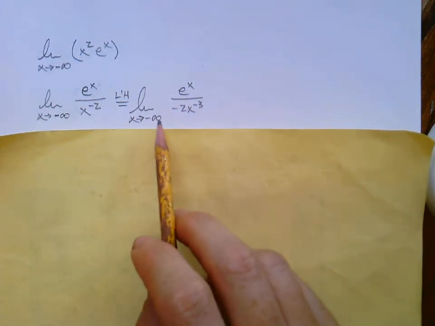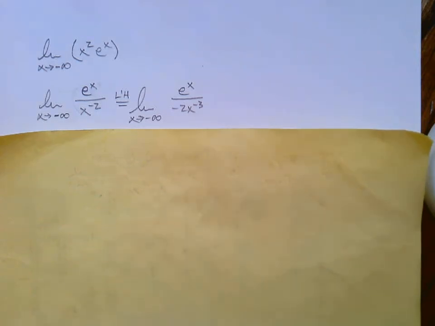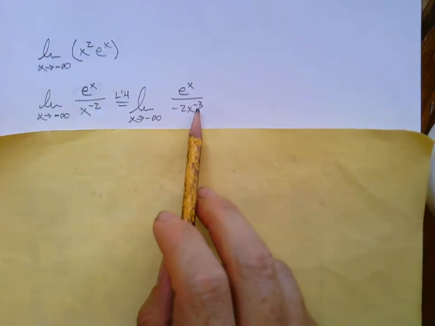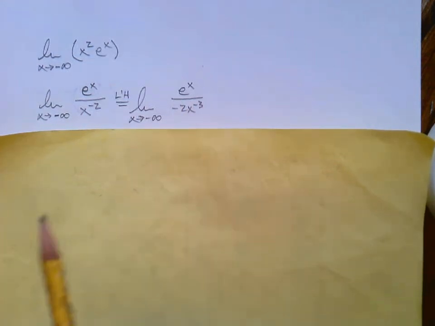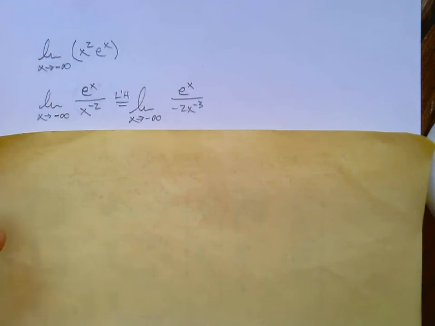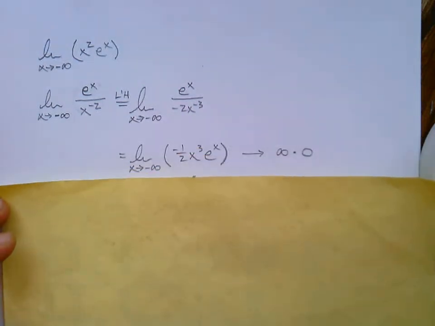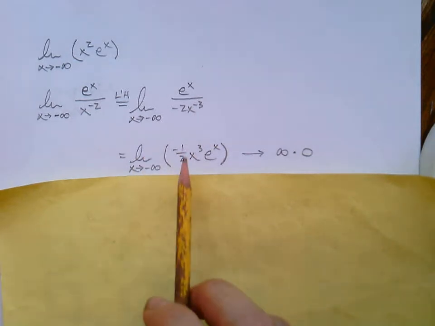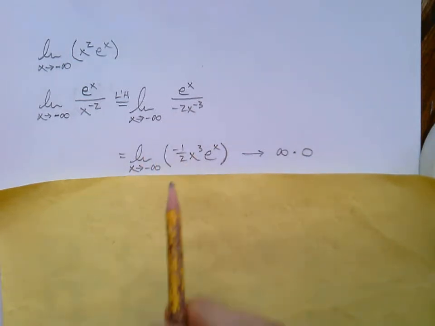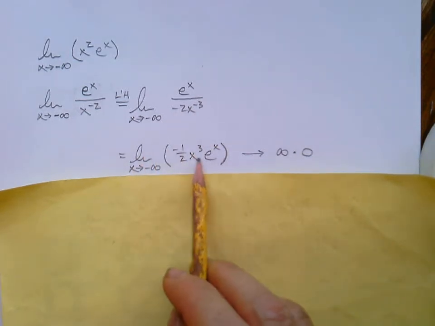So before we attempt to plug in again, let's simplify. Since I've got that negative exponent, I'm going to go ahead and just pop that thing back up in the numerator and do it like this. Okay, so I've got my limit. That negative 2, I'll think of it as negative 1/2, and then x to the third e to the x.